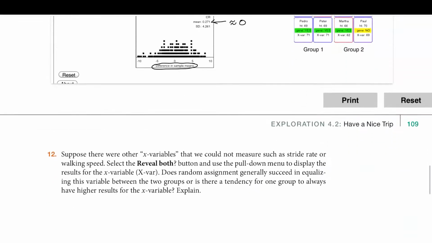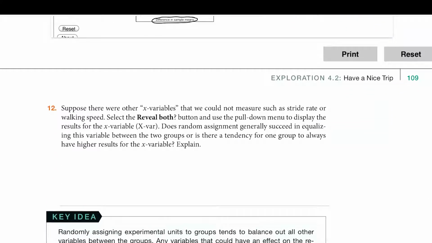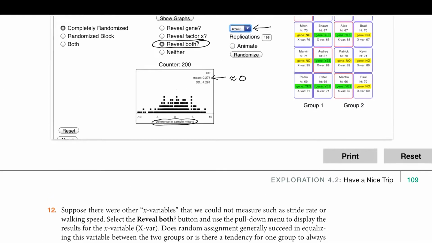It's fairly symmetric. So as the question asks in number 12, is there a tendency for one group to always have higher results for the x variable? If that were the case, then our graph might be centered, for example, at a difference of 5 and be bell-shaped around that. In that case, then group 1 always tended to have a higher value for the x variable, so the mean was tended to be 5 points higher in group 1 than in group 2 for whatever this x variable is. That's not what happened here.